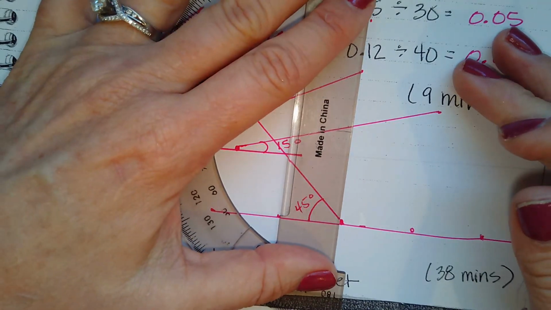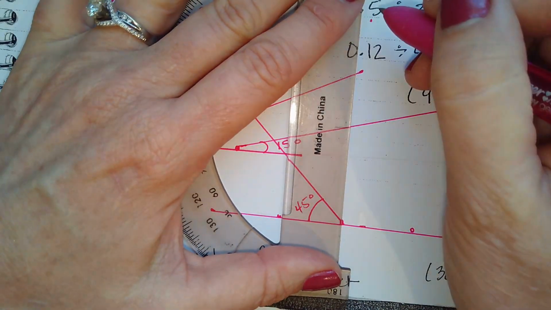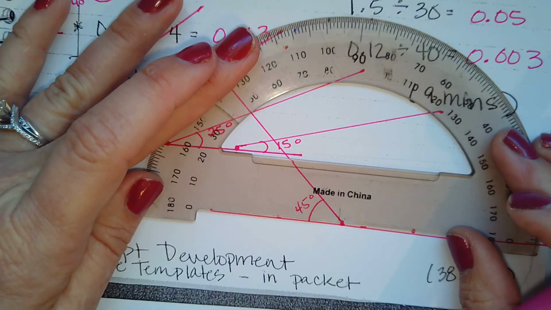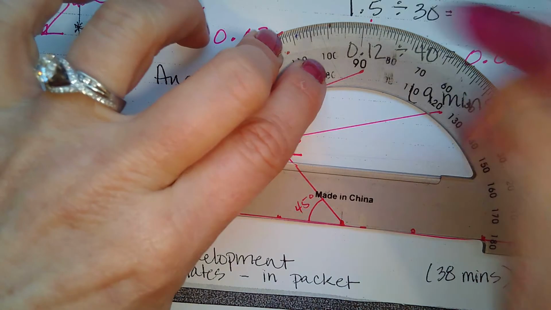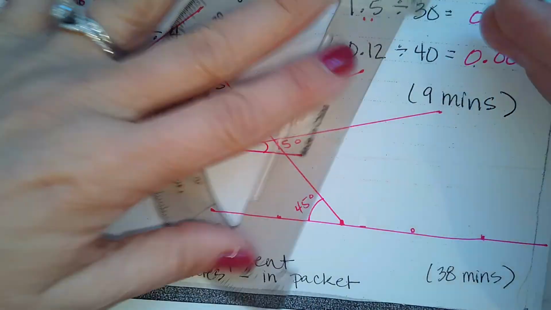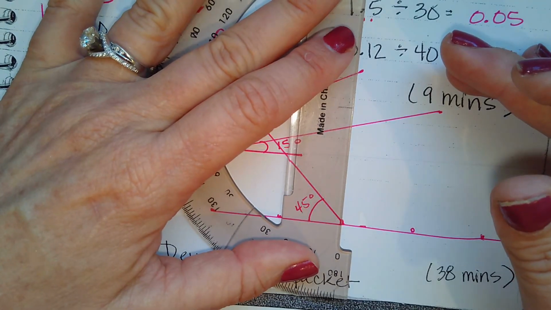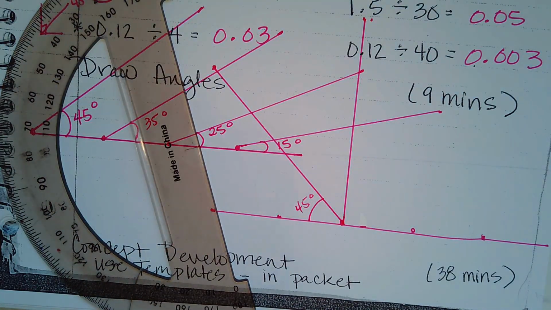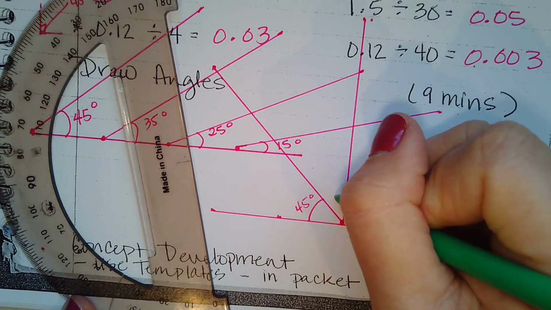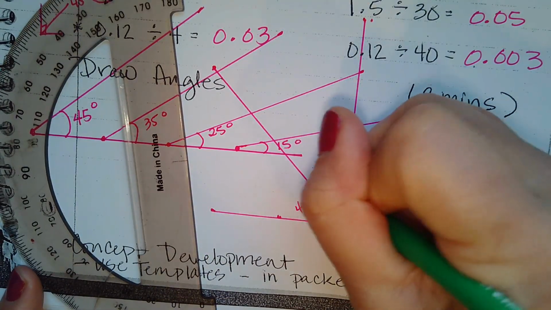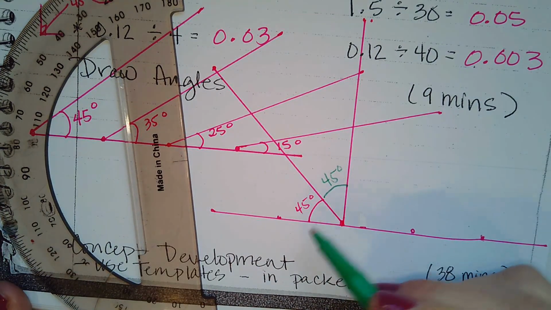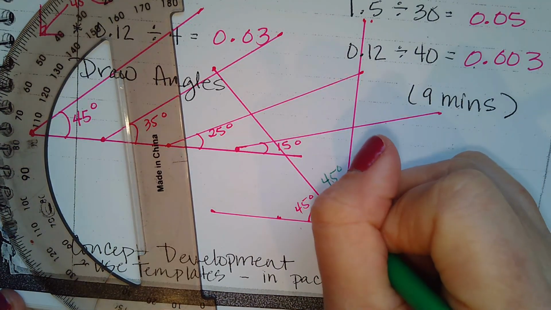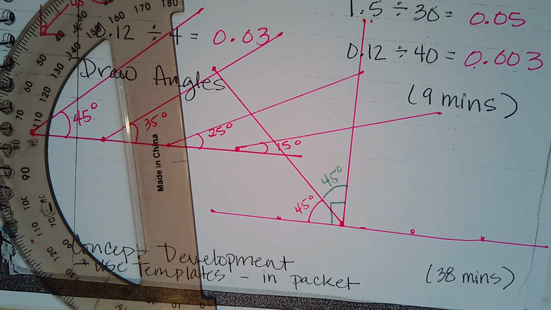Let's add another 45-degree angle. I don't think I made that very straight. No, I didn't. Okay. So if you notice, here's a 45-degree angle, and here's a 45-degree angle. So 45 plus 45, you have now created a 90-degree angle.